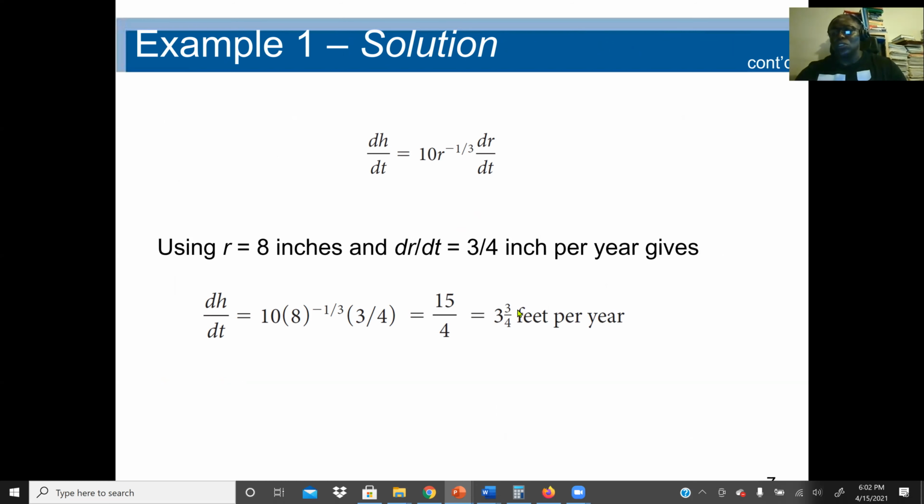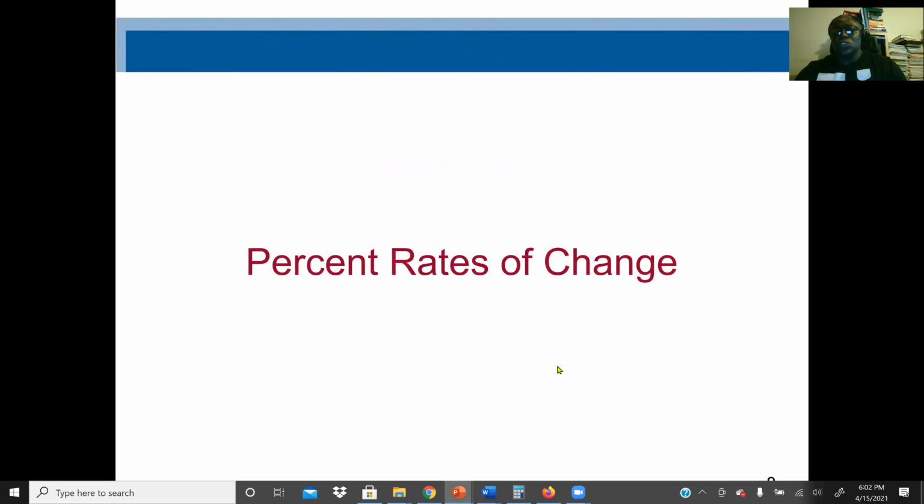So now we know dh/dt will change 15/4 feet per year, or 3.75 feet per year, because the radius of the tree trunk changes 3/4 inch per year. And we are using the radius to be 8 from the beginning. So we plug in 8, we plug in our 3/4 for dr/dt, and we get this. So let's move to the next section, which is the percent rate of change.